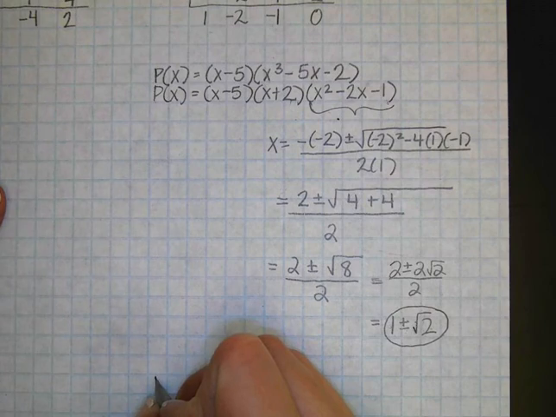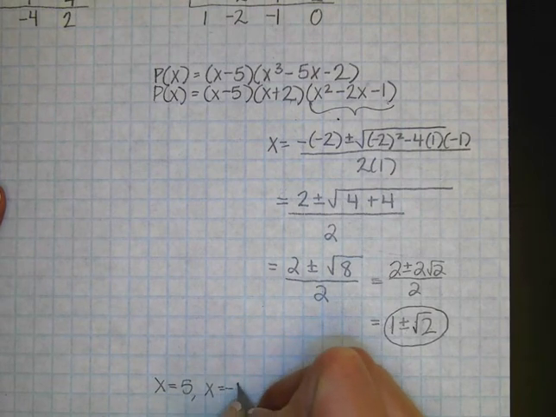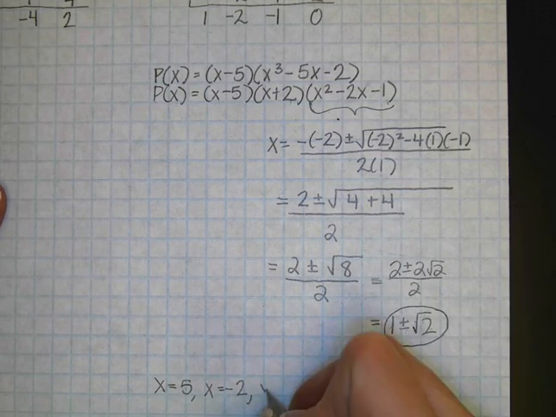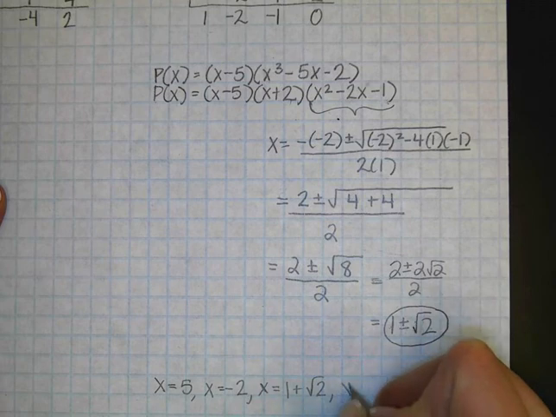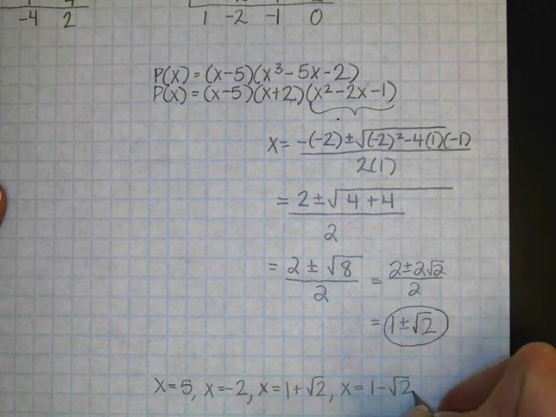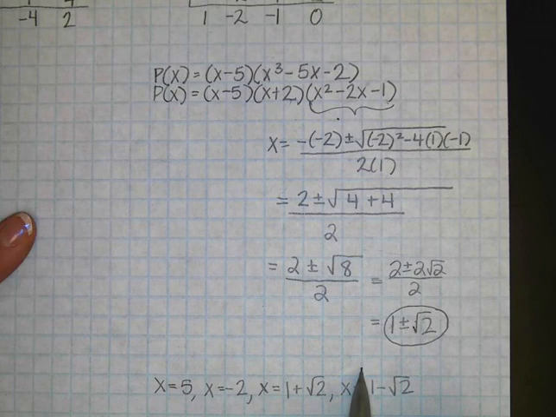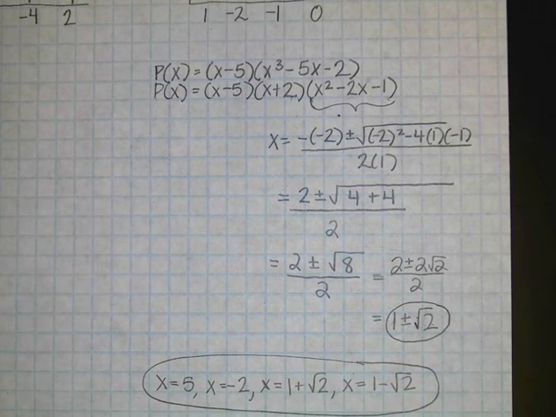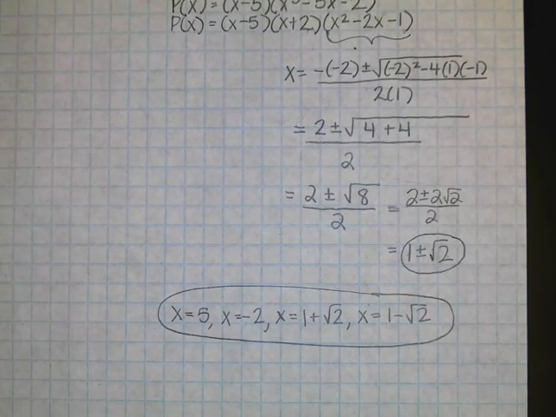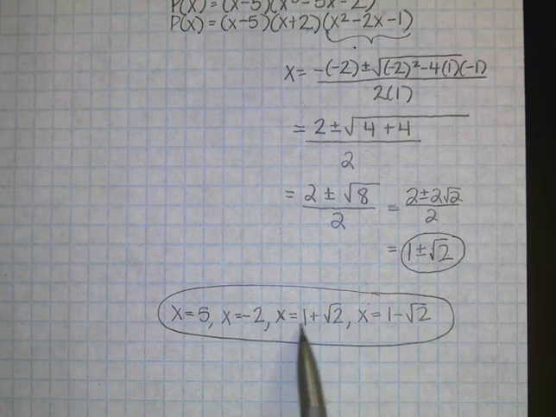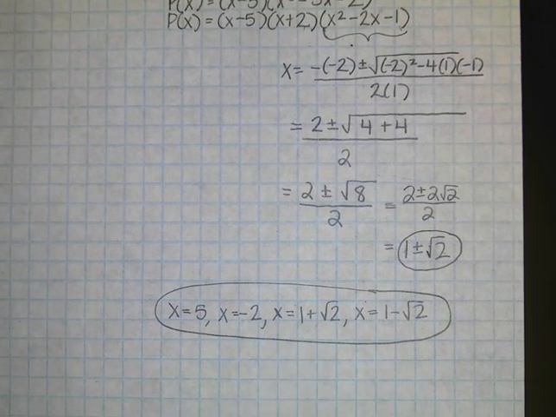So we would list them out. x equals 5, x equals negative 2, x equals 1 plus radical 2, and x equals 1 minus radical 2. This is our final answer. The problem asks us to find all the zeros. We have factored it completely using a combination of skills, our rational zero theorem from today, along with our old stuff, the synthetic division. Note that these two are not rational zeros, so they weren't in our original list.